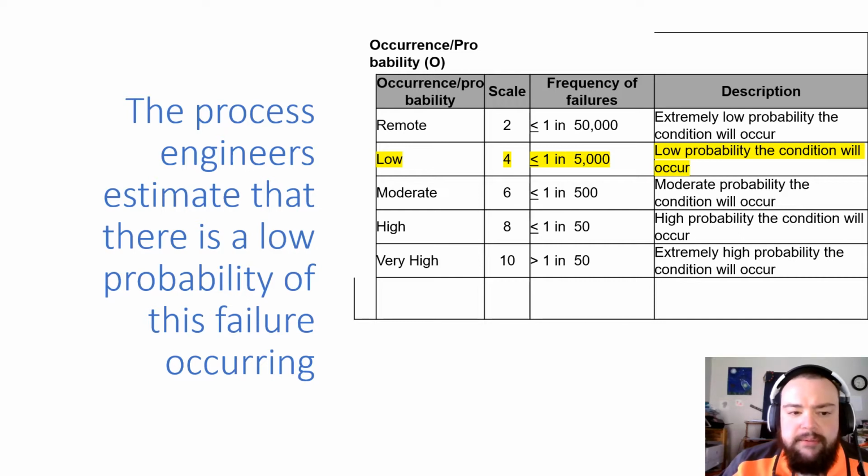And for the probability of occurrence, our team of engineers has estimated that this has a low probability of occurrence, probably 1 in 5,000 times. And that's going to give us a score of 4 or low. And after we've done this process 10,000 times, we might have to go back and update our FMEA to reflect the actual numbers now that we have real data to base our numbers off of instead of just estimates.